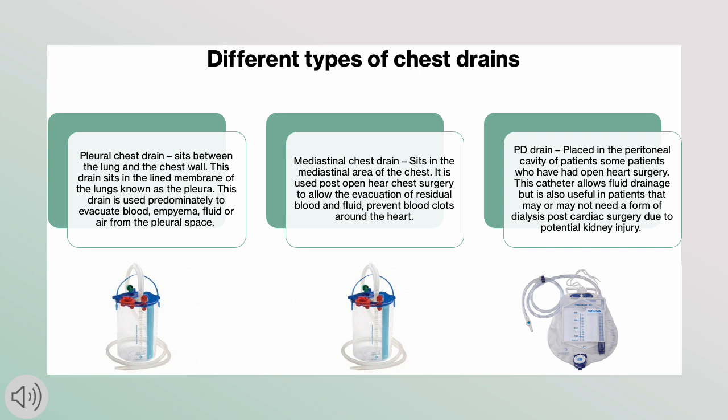The mediastinal drain sits within the mediastinal area of the chest cavity and is present to remove any excess fluid, blood, or blood clots from around the heart. Some patients may return with a peritoneal drain, also known as the PD catheter. This drain is inserted into the peritoneal cavity of the body. This catheter is useful in patients who have had or are at risk of acute kidney injury, and the catheter can be used for PD dialysis if required.